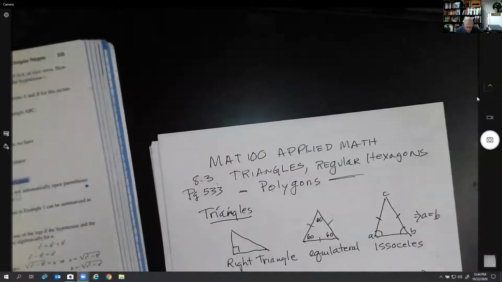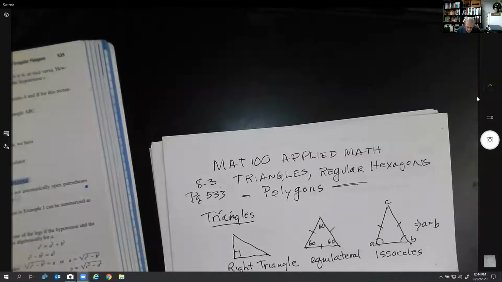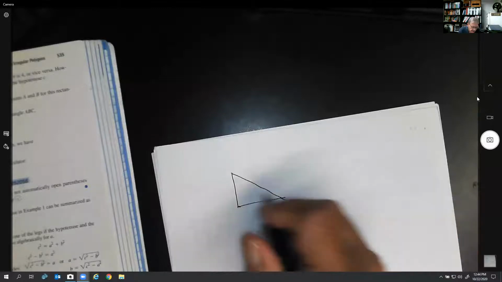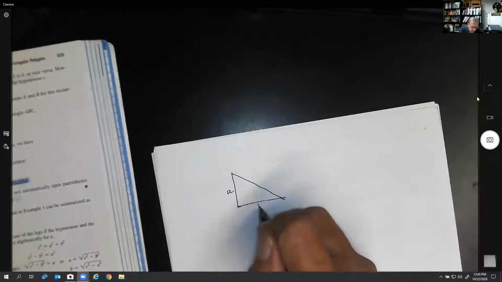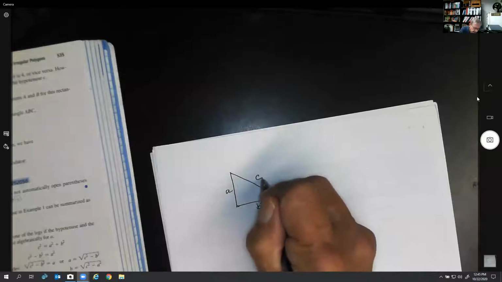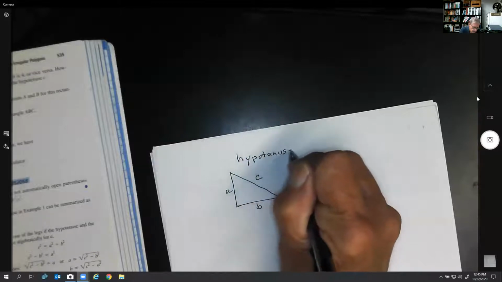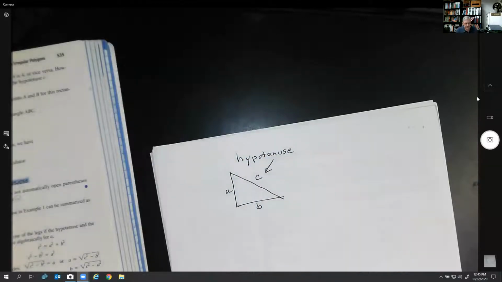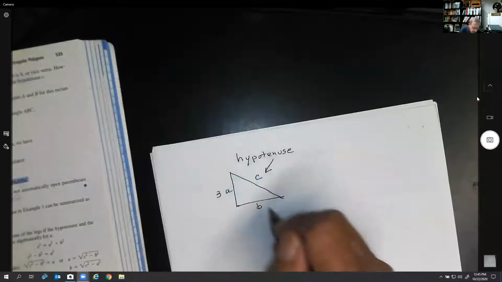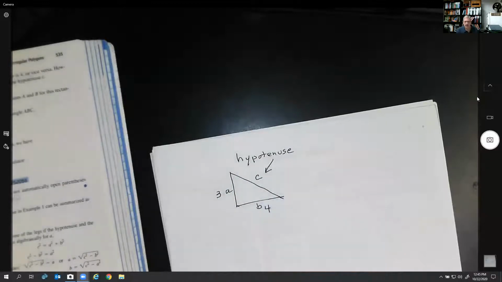So let's suppose we had a right triangle. And let's draw one right here. We have a right triangle. And let's call this side A. And this side B, B for the base. And the longest side C is, what is it called? The hypotenuse. Right here. And let's suppose we knew a couple of these sides. Let's suppose we knew that this side was 3 and this side was 4. But we wanted to find the hypotenuse. We want to find that longest side.